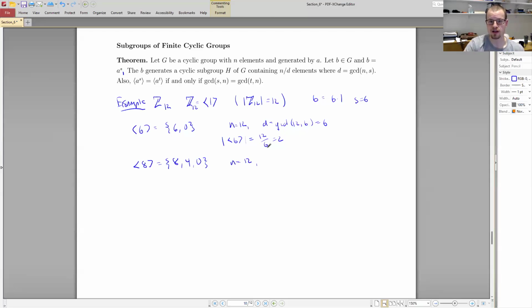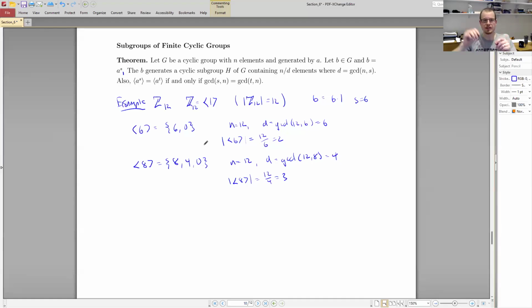Again, n is equal to 12. D, the greatest common divisor of 12 and 8 is, right? This is actually 4. So we're saying that the subgroup generated by 8 should have size 12 divided by 4, which is 3. 1, 2, 3 elements. Exactly, right? That's what we are observing there.